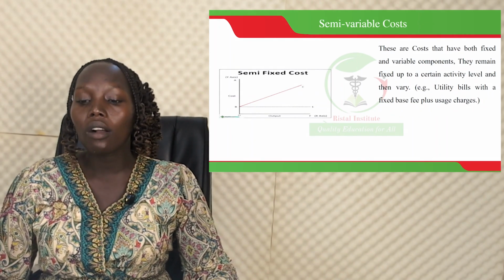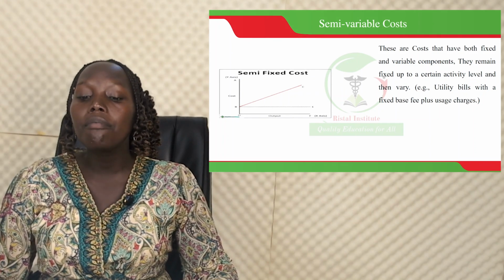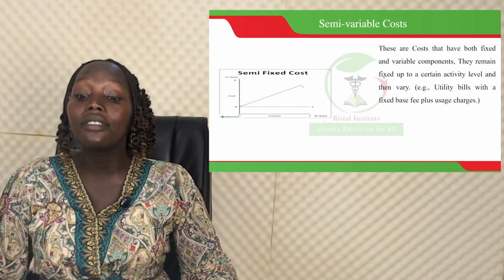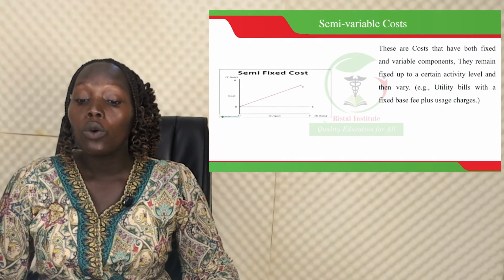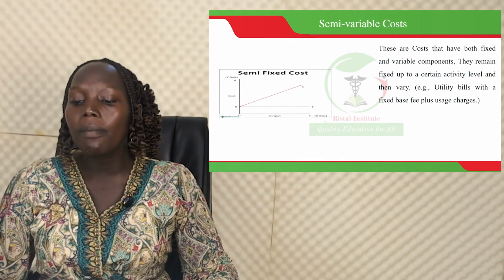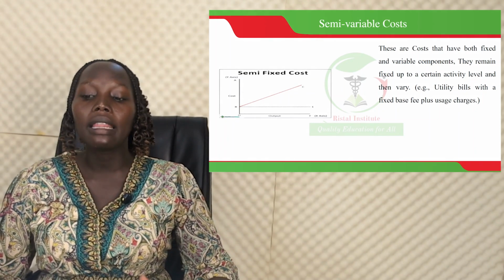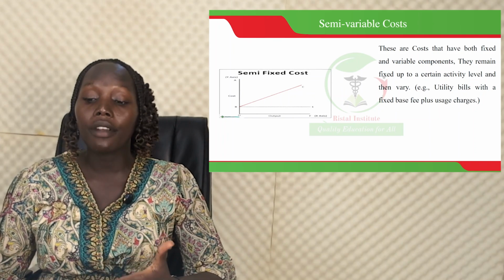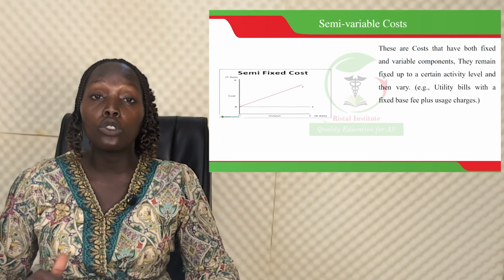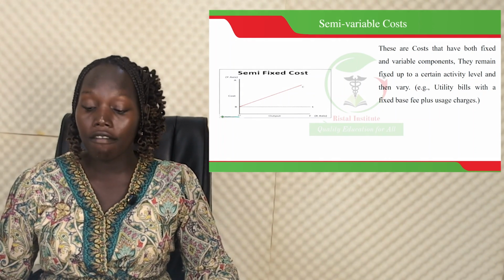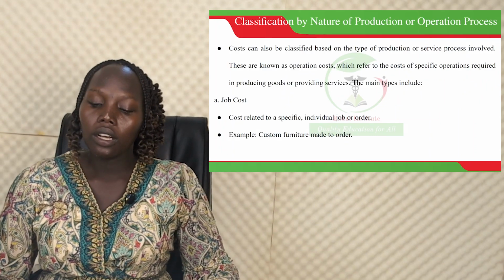And then we have what you call semi-variable costs. These are the costs that have both fixed and variable components. They remain fixed up to a certain activity level and then vary. For example, we have the utility bills with a fixed base fee plus usage charges. So they are both fixed and variable. So that was classification.